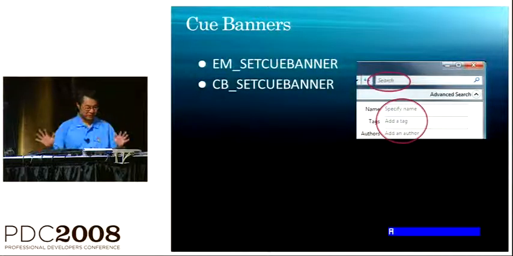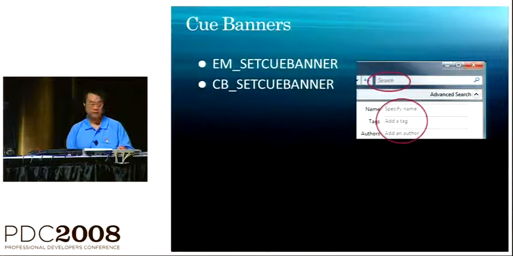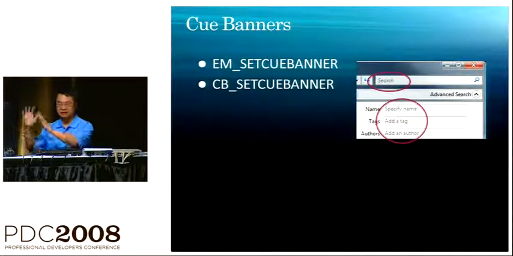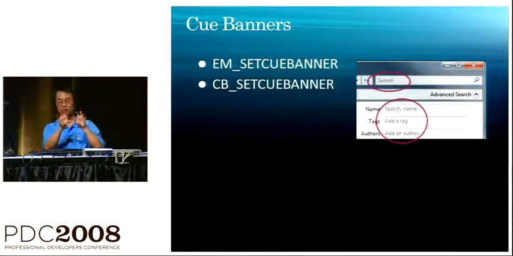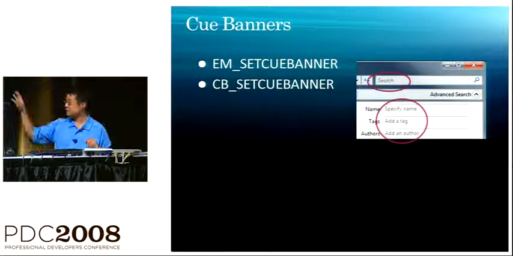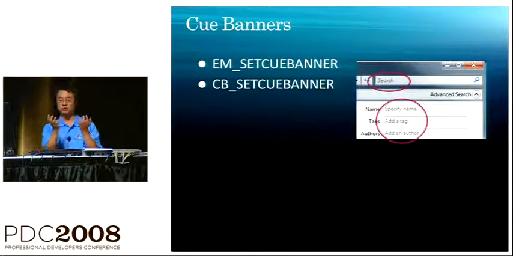OK, that's enough of list views. Those were the big nasty bits. Now it's the smaller, quicker bits. Queue banners, of course, you've seen these on web pages for a long time. This is just a little text in an edit control or a combo box that says, search, or gives the user a clue as to what we expect them to type into this control.